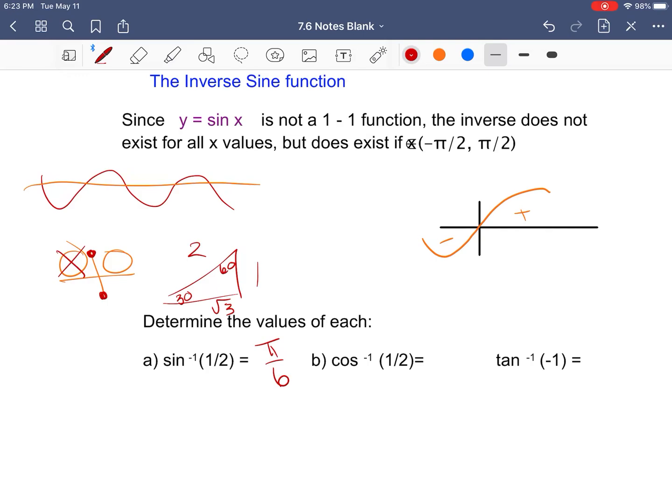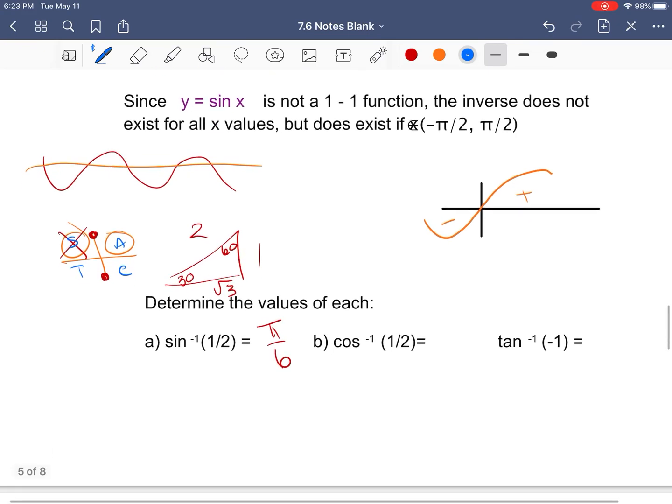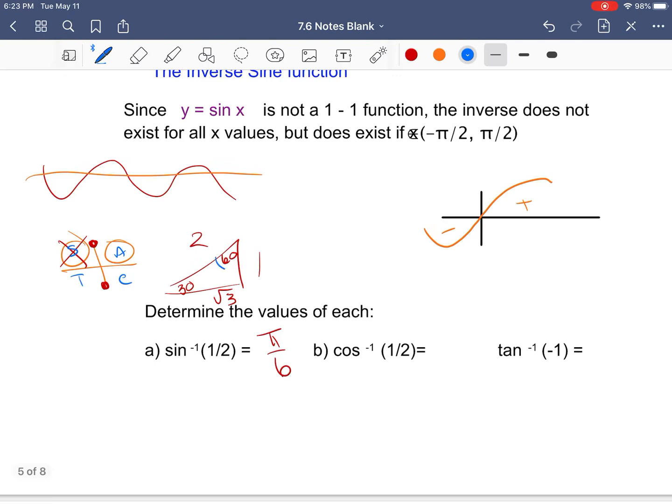Where's the cosine equal to 1/2? Again, in this, remember, students take calculus. I guess there would technically be 2 spots. We're just going to focus on quadrant 1 though, and that happens at 60 degrees, which is pi/3.